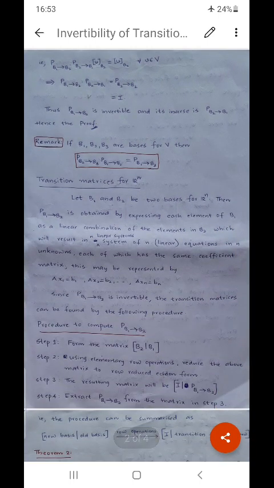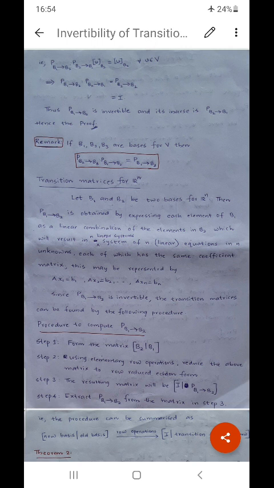Now our problem is to compute the transition matrices for Rn. So let us assume B1 and B2 are two bases for Rn. And P B1 to B2 is obtained by expressing each element of B2 as a linear combination of the elements in B2.